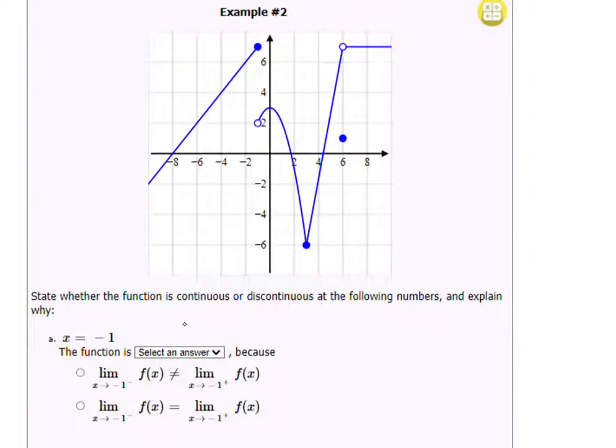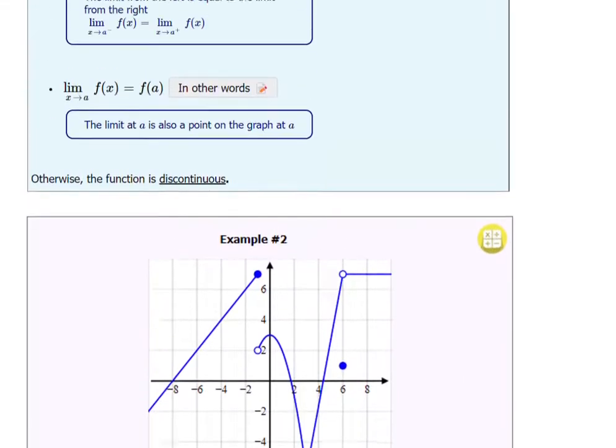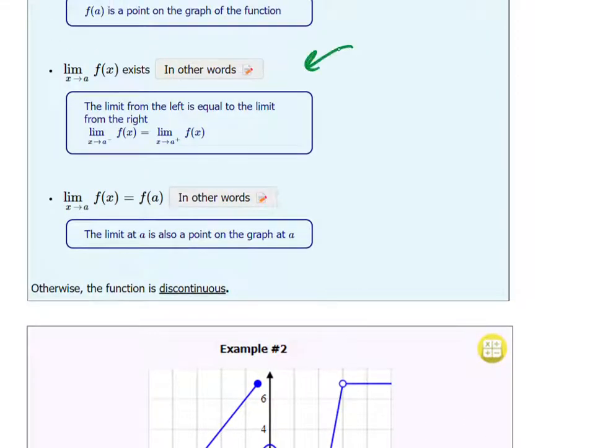Well, in this case, if we look at it, the limit from the left side of this function is in fact not equal to the limit from the right side. That's why it's discontinuous, and that was really just because of this part.